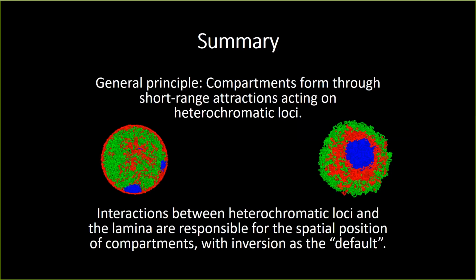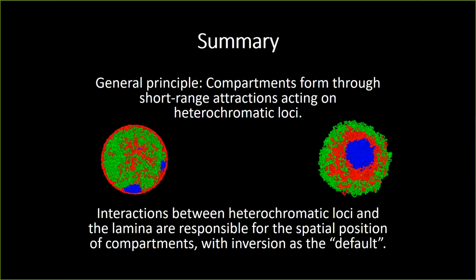And then the other interesting thing that we learned from looking at the conventional model was that the interaction between the heterochromatic loci and the lamina is necessary in order to get the spatial positioning of compartments along the exterior of the nucleus, but that's it. It doesn't change the strength of compartmentalization at all. It really just changes the location of them. So we think that the interactions between heterochromatic loci are what's driving compartmentalization, whereas the lamina is simply there to position them in a different place.